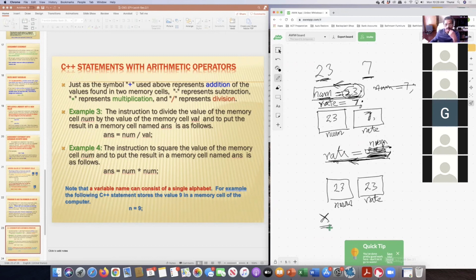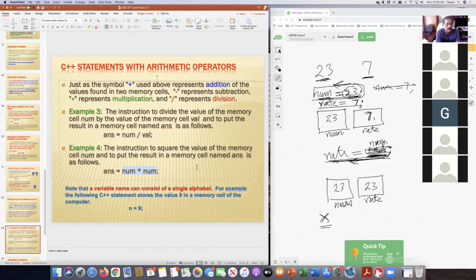Slash for division. So if you need to divide, slash is what you need to do. Here's an example. If I want to divide the value of num by val and put the result in ans, that's what this instruction says. Divide and put the answer in ans. And if I want to square the value of num and put the result in ans, I can only do num times num. There is no exponent in C++.